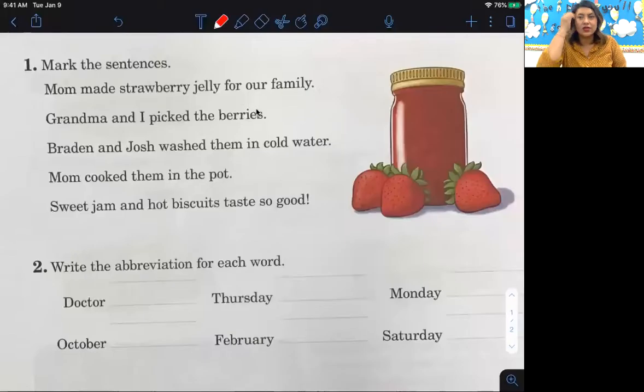I hope you guys are doing well. I miss you guys like crazy. I wish you were here in the classroom with me, friends. Okay, let's do this. Are you ready? I know you're ready. I'm ready.